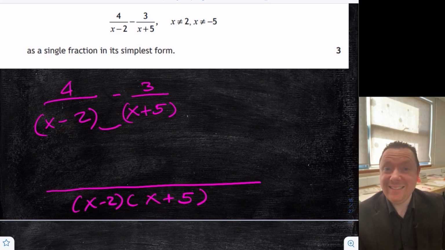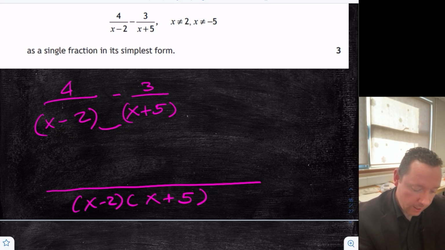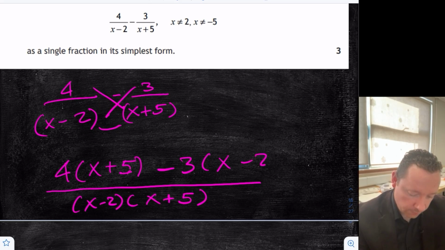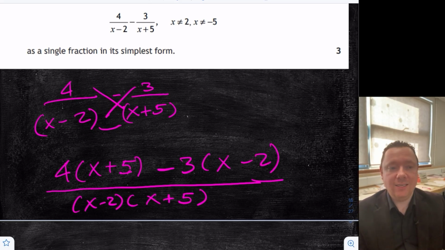Or a quick and easy way to think of this, especially last minute, is I'm crossing over like this. So it's 4 bracket x plus 5, make sure you've got your brackets around there, minus, because it says minus, 3 bracket x minus 2. And there's your fraction. So now you need to simplify that, so we're going to expand the top.